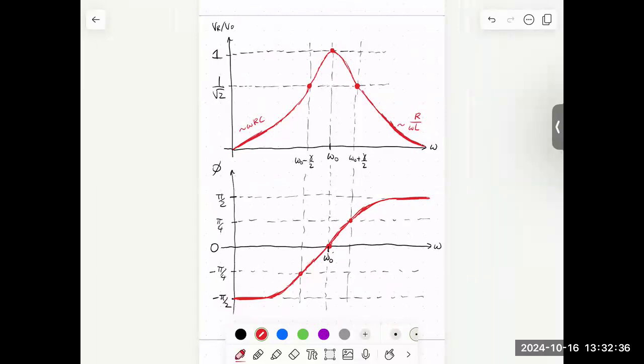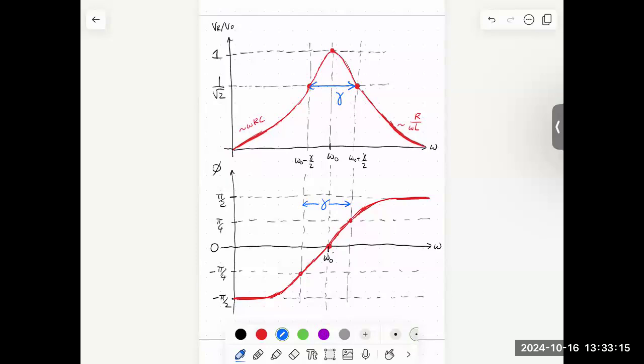One interesting thing that we haven't added on here: if this is minus gamma over 2 away from omega naught, and this is plus gamma over 2 away from omega naught, that means the width of this resonance at the 1 over root 2 height is just gamma. And this width, from a phase shift of minus pi by 4 to plus pi by 4, has a width of gamma in the frequency. So it's kind of interesting.